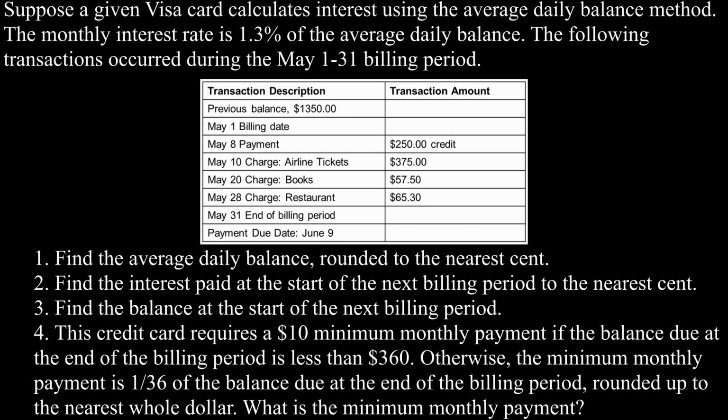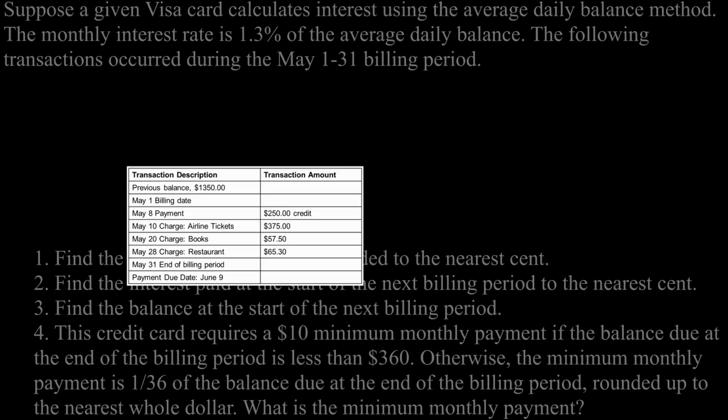on the table, and then from there we want to find the average daily balance, rounded to the nearest cent, find the interest paid at the start of the next billing period to the nearest cent, find the balance at the start of the next billing period, and then we have that this credit card requires a $10 minimum monthly payment if the balance due is less than $360, or the minimum monthly payment is 1/36th of the balance due at the end of the billing period, rounded up because we're paying things off. And we want to figure out there what the minimum monthly payment will be.